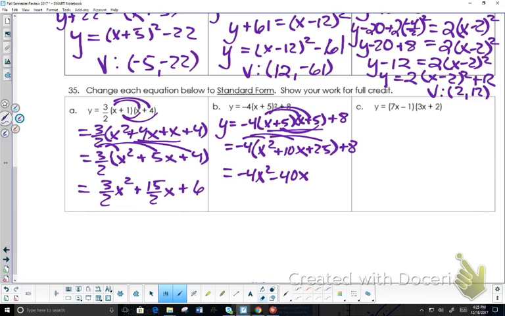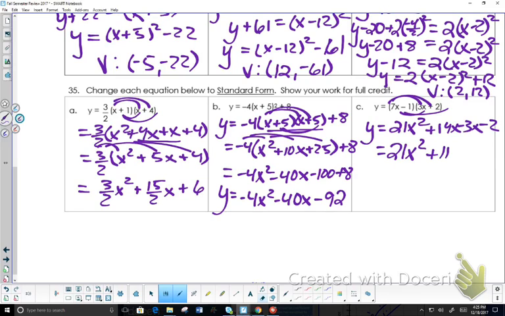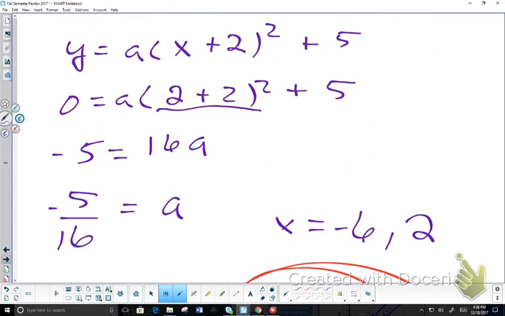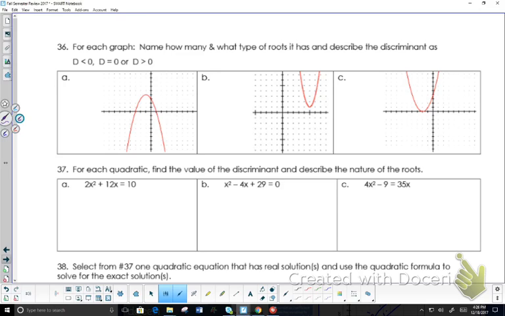The last scenario, once again, I just FOILed, so this one's pretty straightforward. 7 times 3x is 21x squared. Don't forget your x squareds. Plus 14x minus 3x minus 2, and be real careful with those signs. So I got 21x squared plus 11x minus 2. Those would all be in standard form. And keeping in mind, in standard form, here's your y-intercept, whatever that constant is. So my y-intercept here would be negative 92. Y-intercept here would be negative 2. Okay? In standard form, that last number is always going to be your constant.